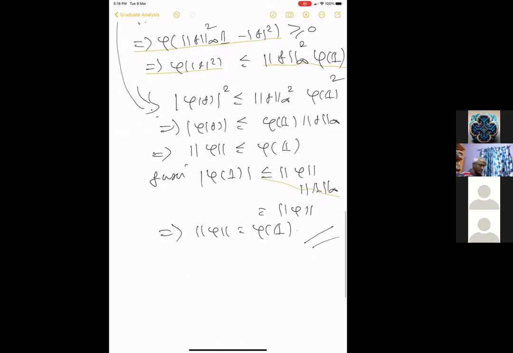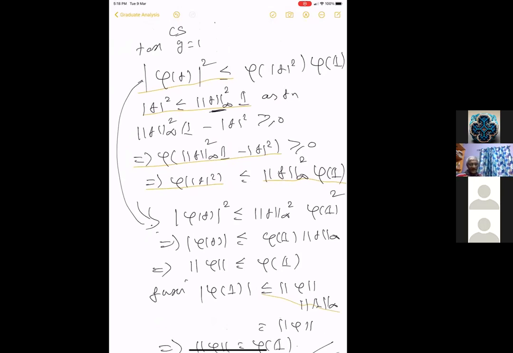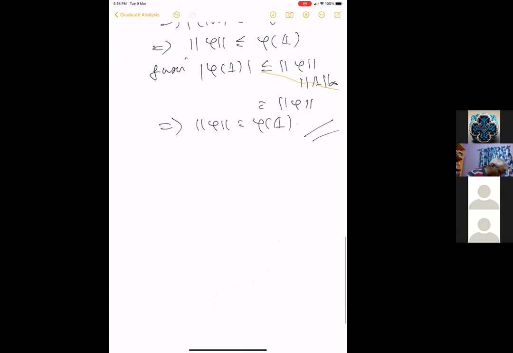So what we did is we defined a semi-inner product and applied the Cauchy-Schwarz inequality and we got this. Now we want to prove the other way, 2 implies 1. That should be much easier.